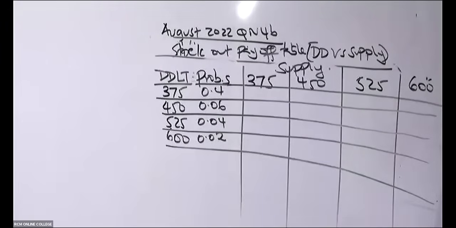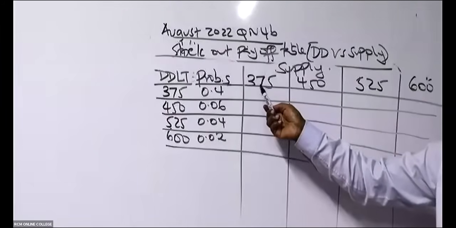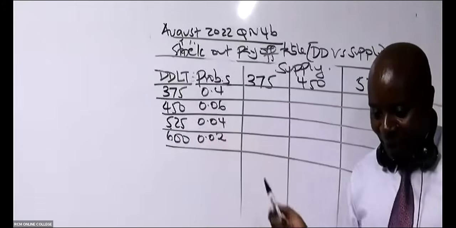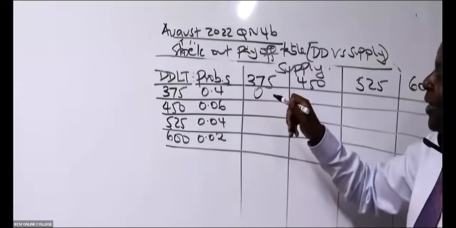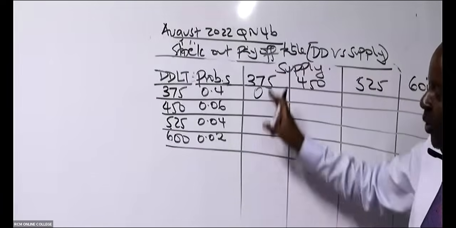All right. So then let's now look at the possibilities. If we supply 375 and the demand is 375, how many do we disappoint? 0, none. Thank you so much. 0. Now, you run this race down.